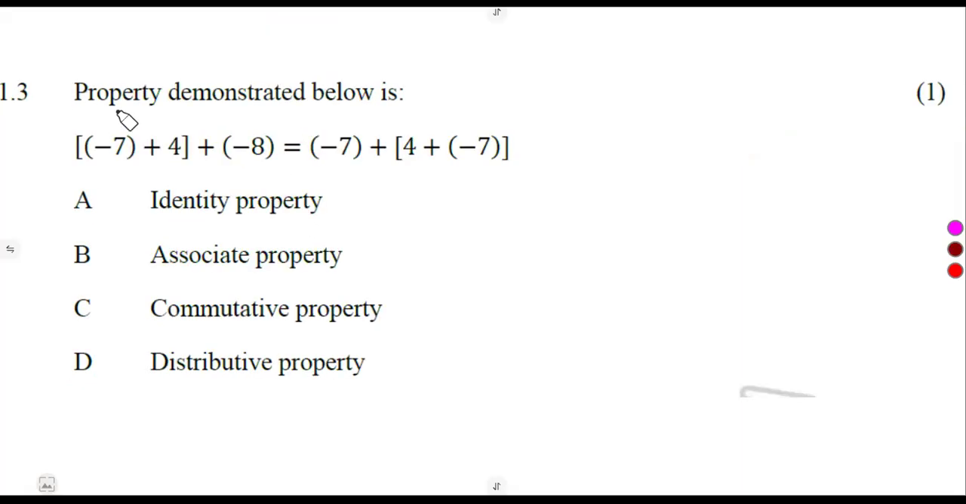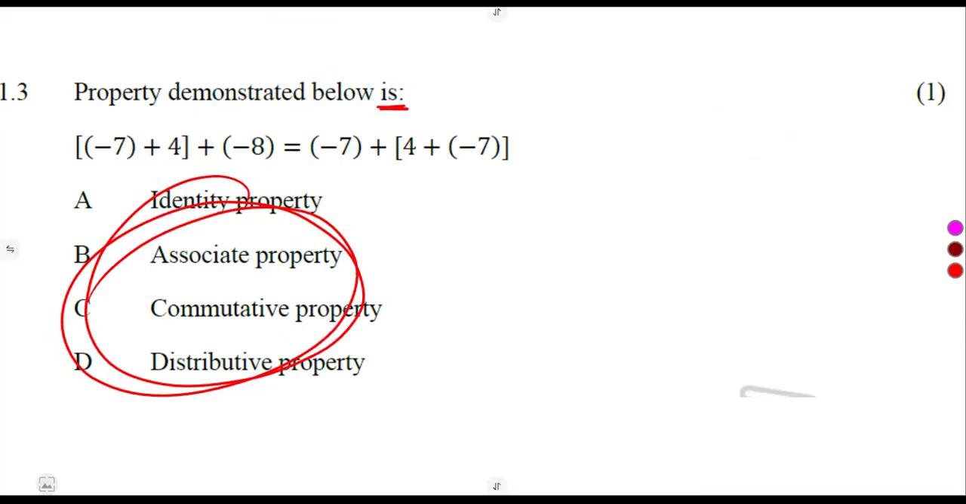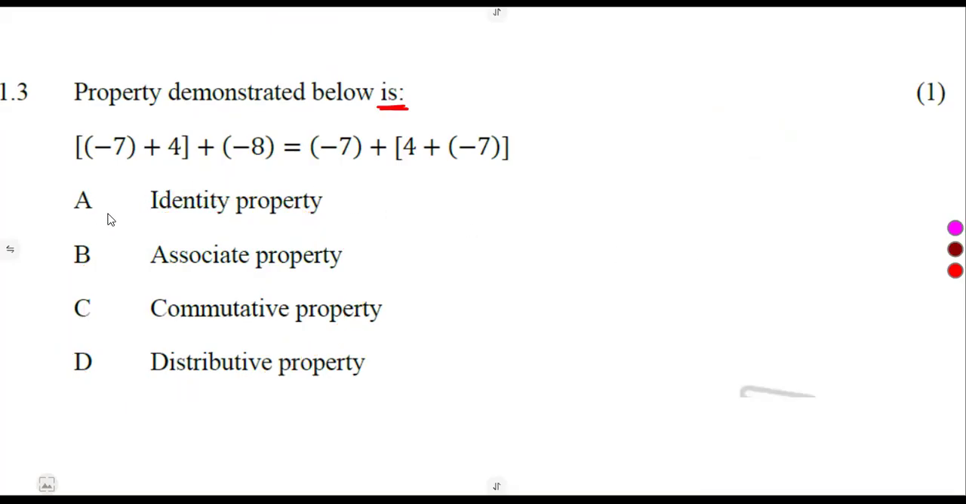All right, 1.3, the property demonstrated below is. So for us to know these properties, we're supposed to understand what is on our answers. What is an identity property? Remember, identity property, as this is under addition. Identity property of addition, we know that if we add A plus 0, it's going to give us what? A. Is that what is happening? No. So identity is totally out.